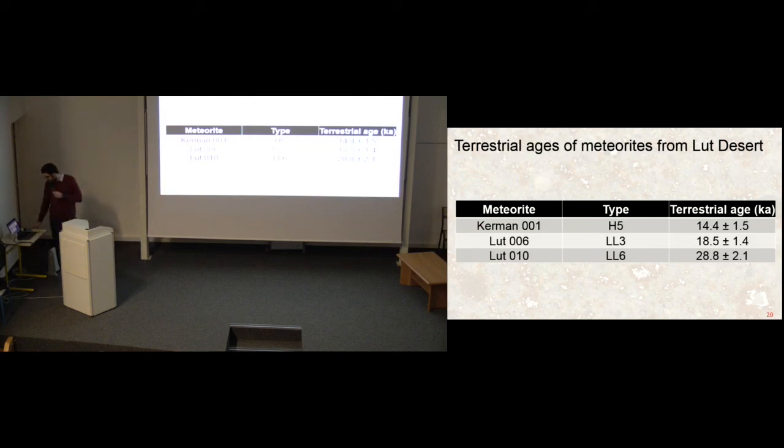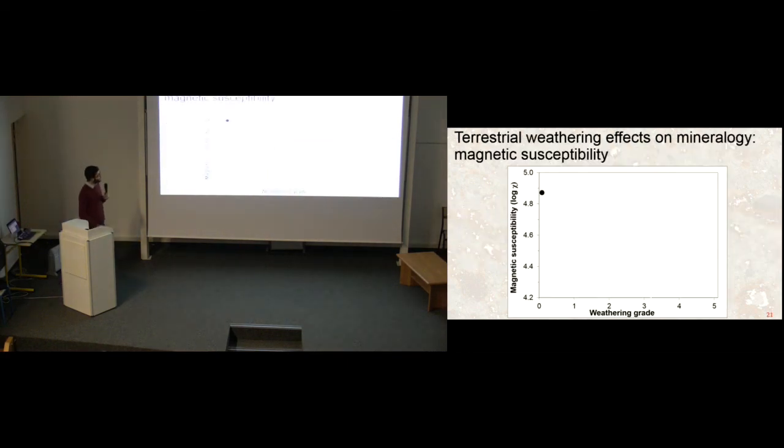So to study in detail the effects of weathering on meteorites, first we start with the effects of weathering on the mineralogy of meteorites, and we investigate it by using the magnetic susceptibility. So this plot is showing the magnetic susceptibility and the weathering grade of a meteorite. On this side we have the increasing of the weathering grade. And this dot is showing the magnetic susceptibility of an L chondrite which is a fall, which hasn't been weathered. When we plot the data for the Atacama Desert, we see that during the weathering of a meteorite, its magnetic susceptibility is decreasing because more metal is turning to oxides and hydroxides, which are not magnetic.